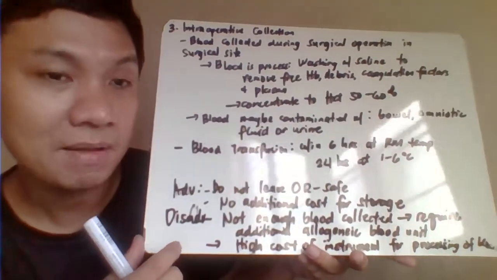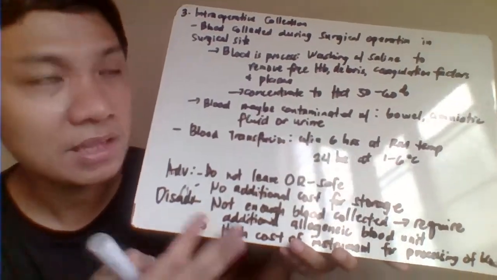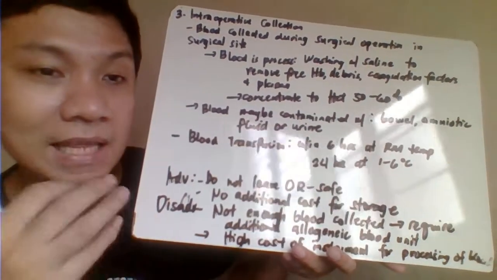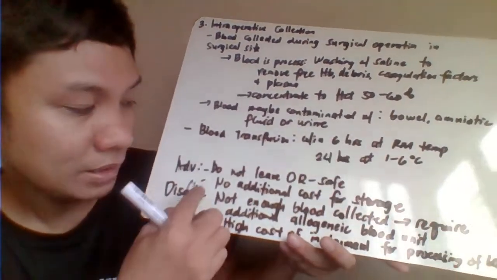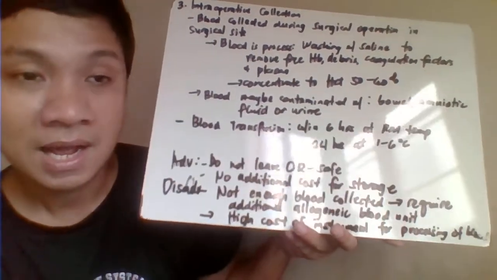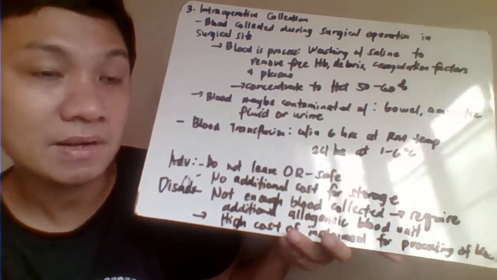Number one, the unit of blood does not leave the emergency room or the operating room, and therefore it is safe because you will not make a mistake, as it is really for our patient. Another one, no additional cost of storage because it is not stored in the blood bank refrigerator. So therefore, they do not charge extra for that.